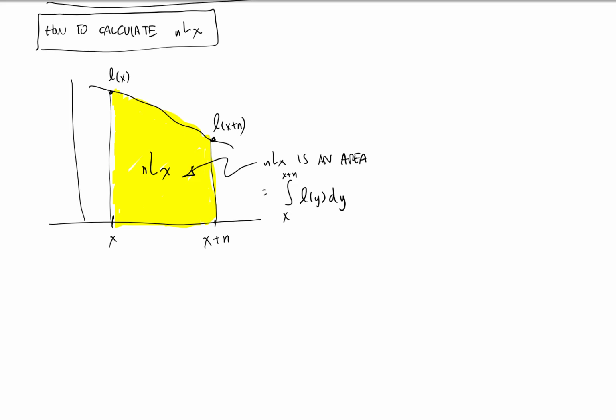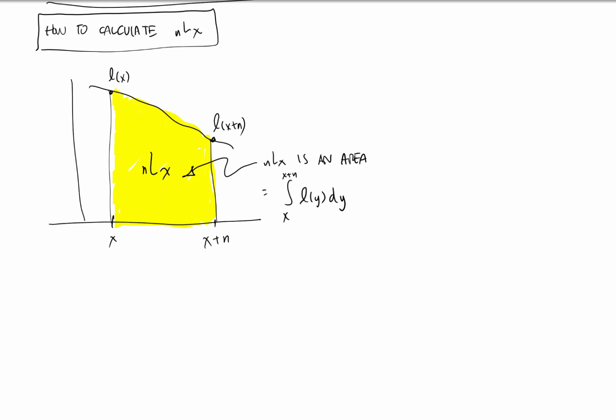Okay, so in this video we're going to learn different ways to calculate nLx. Here's our little diagram of the survivorship curve, the L of x curve. I'm going to use the continuous notation, and we know that nLx is the area in yellow, which is the area underneath the L of x curve between ages x and x plus n. So it's going to be the integral of L of y dy from x to x plus n.